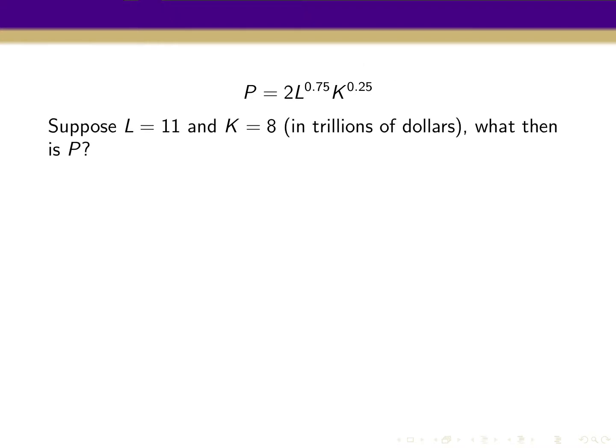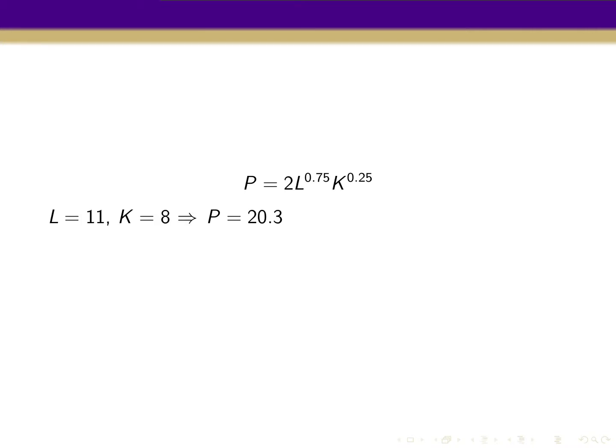Okay, so here's the equation again. Now suppose this is our equation modeling production, and we know that L is 11, so labor is $11 trillion, and capital is $8 trillion. Then can we figure out the production P? And the answer is yes. We simply plug them in, put them into a calculator, and out spits 20.3. So we'd say that the total production of the country was $20.3 trillion.